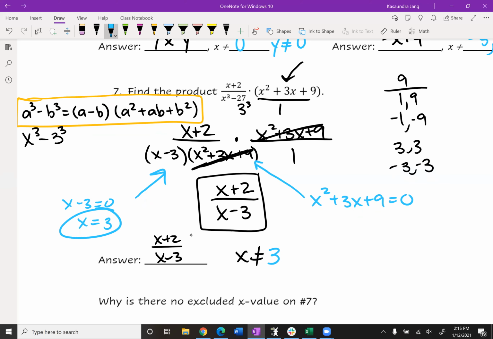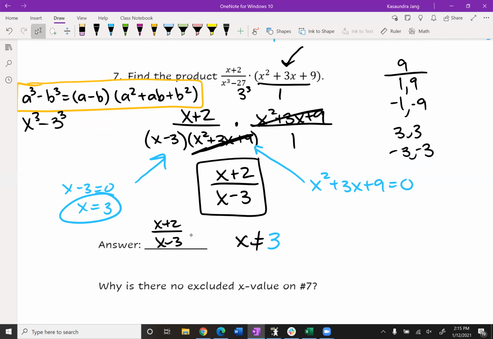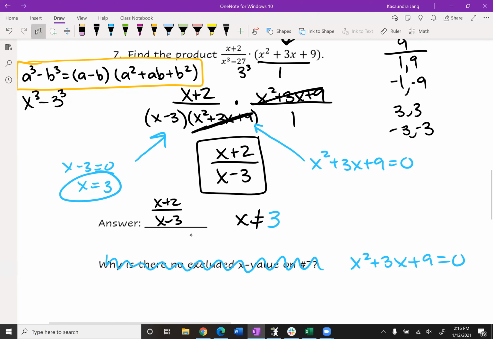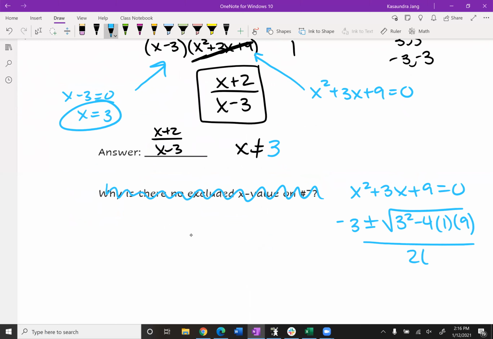Okay. So this question is a little off. It's saying, why is there no excluded value? It's not like there's no excluded value, but why didn't I exclude what I got from my longer factor in the denominator? So I can rearrange this here. So I was trying to say that this, if you do the quadratic formula on it, probably can't factor it right off the bat. Oops, it already is equal to 0.